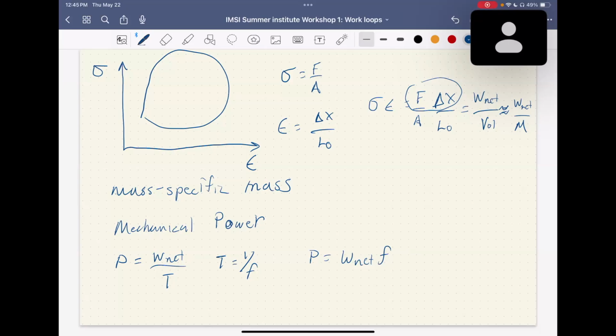Okay, so that's where I want to end this. That's my little tutorial on work loops and how to calculate the work from them and how to think about them. I want to stop my sharing now.